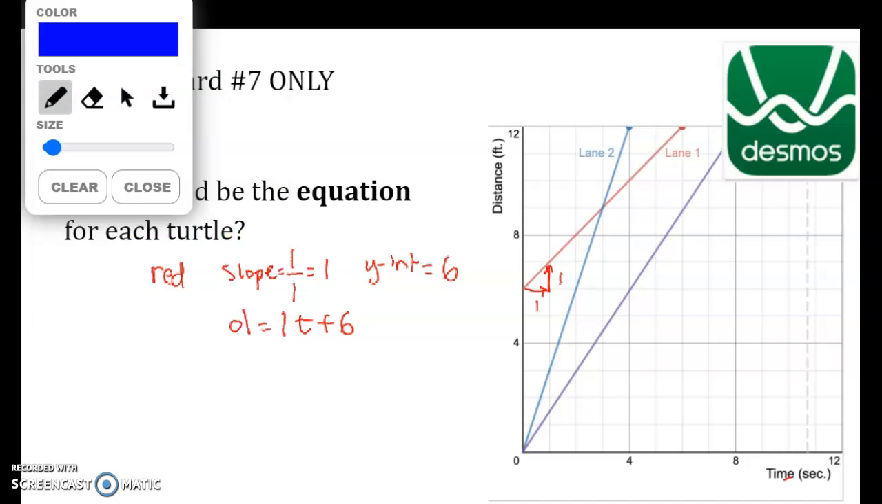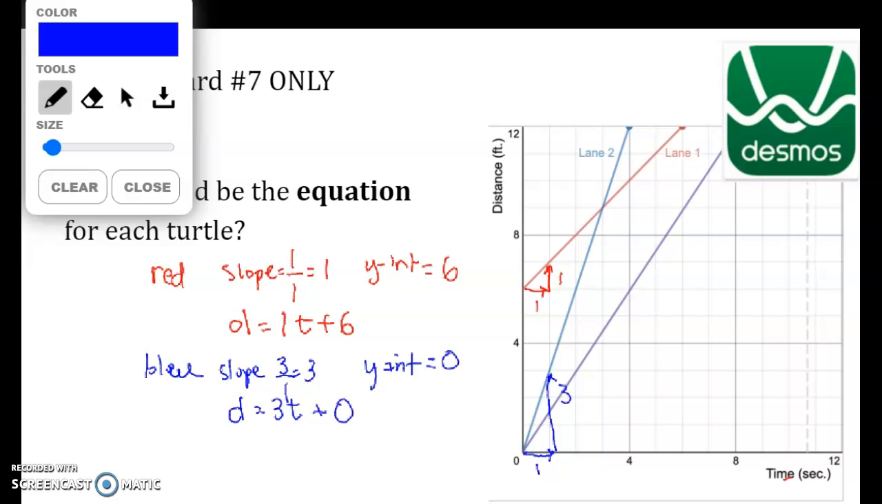Okay, let's do it for the blue turtle. That's the lane 2 turtle. Where is he starting? He's starting at a y-intercept of 0. What about slope? As x changes by 1, y changes by 3. So it's rise over run, 3/1, which is 3. So the equation is distance is equal to 3t, because that's the slope, plus 0, because we have a y-intercept of 0, so we're adding 0 to it.